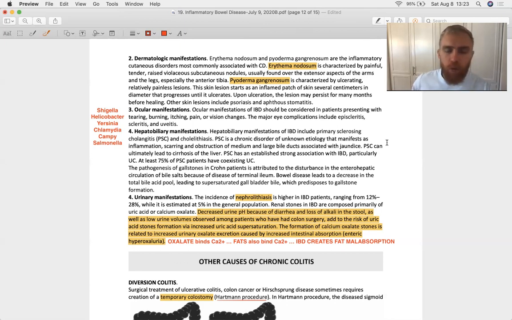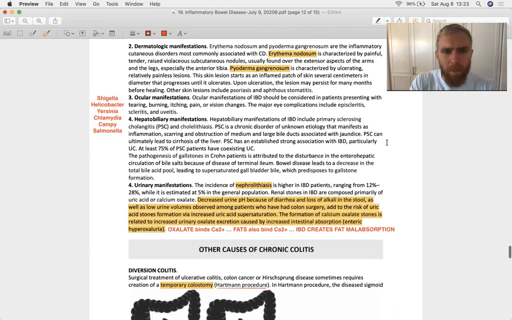So uveitis, well, you put that together with an arthritis, and your patient's practically got Reiter syndrome at that point, especially if you throw in some urinary pain. And so a reminder that some bacteria involved in the development of Reiter syndrome, which is also associated with the HLA-B27 haplotype, are a lot of different enterics such as Shigella, Helicobacter, Yersinia, Campylobacter, and Salmonella. I think chlamydia can give it to you as well.